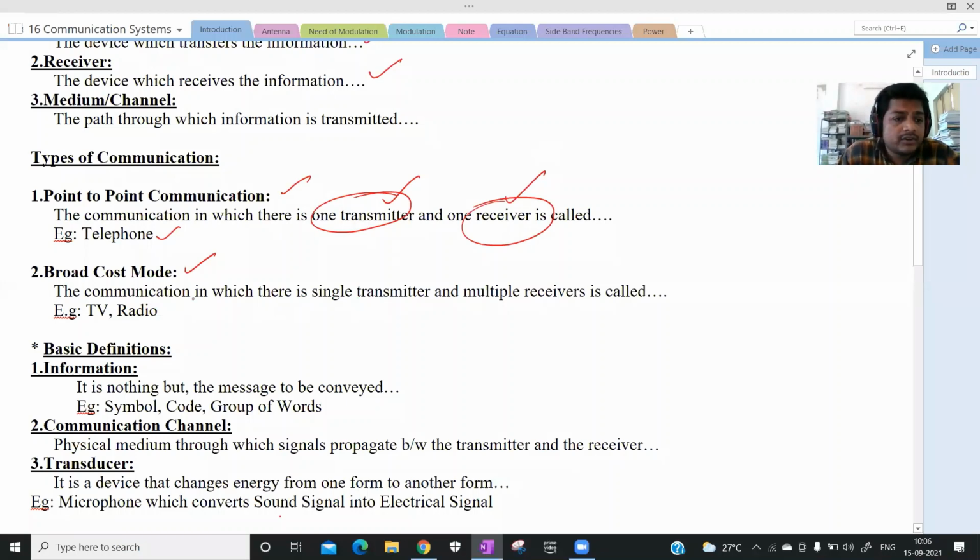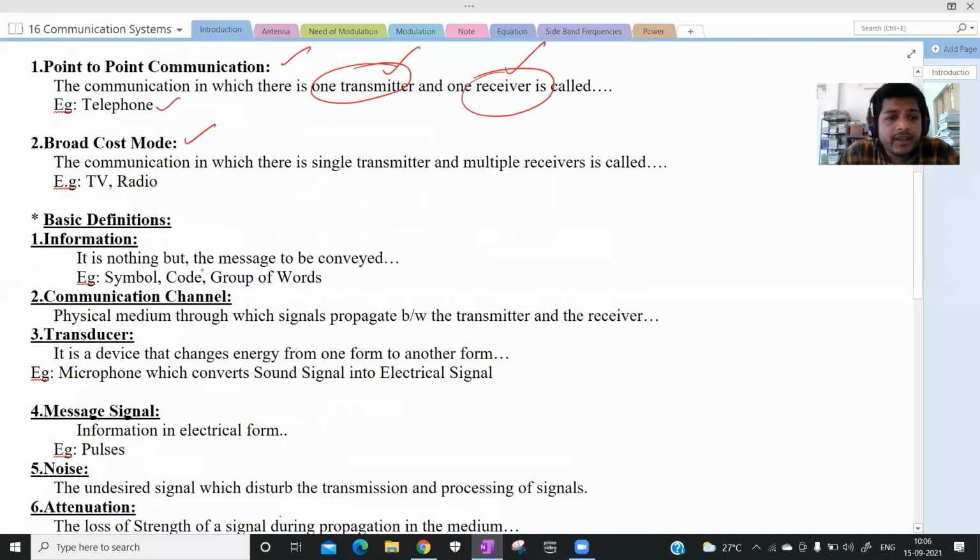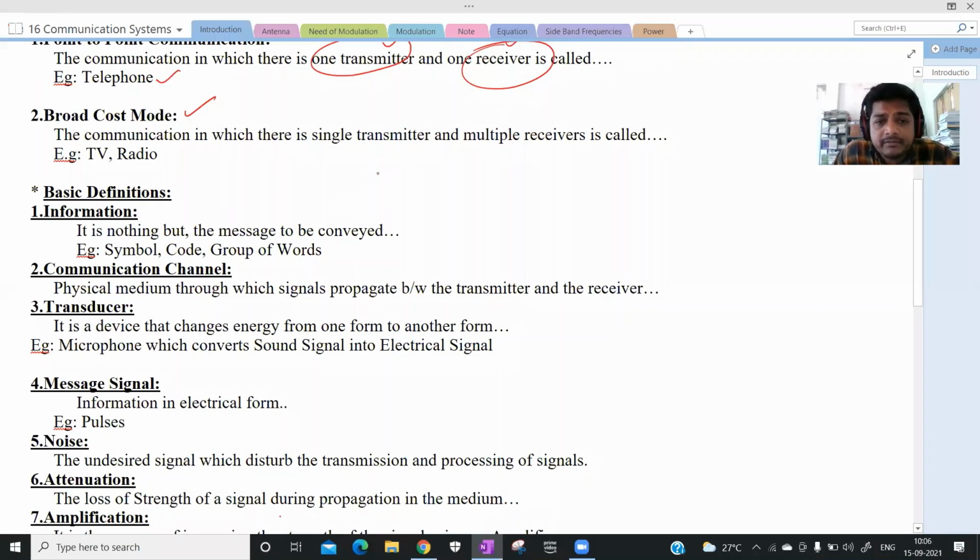Next one is broadcast mode. In this type of communication system, there is only one single transmitter, and for that single transmitter we have multiple receivers. Such type of communication is called broadcast mode. Television and radio communication come under broadcast mode. In TV and radio communication, there is only one transmitter, one source, but multiple users can receive the same information.